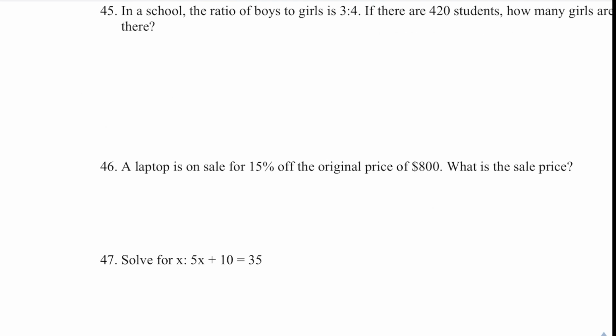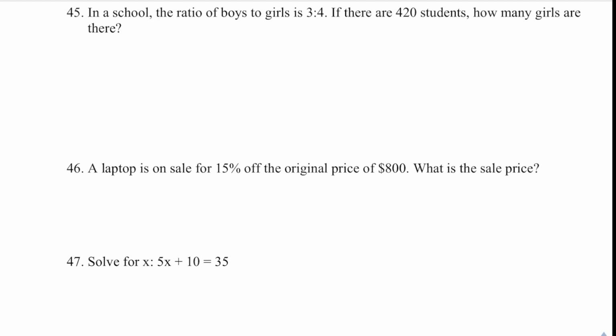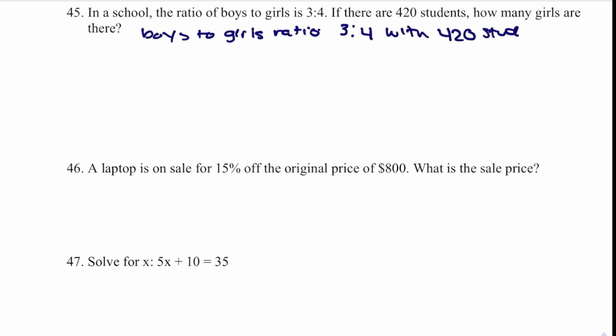45. In a school, the ratio of boys to girls is 3 to 4. If there are 420 students, how many girls are there? So our boys to girls ratio is 3 to 4 with 420 students. So our total ratio equals 3 plus 4, so that's going to equal 7.